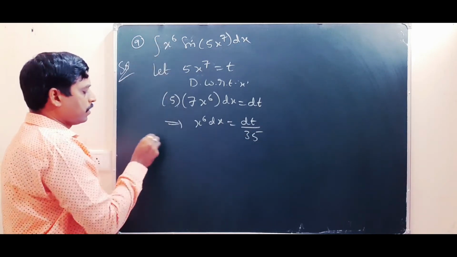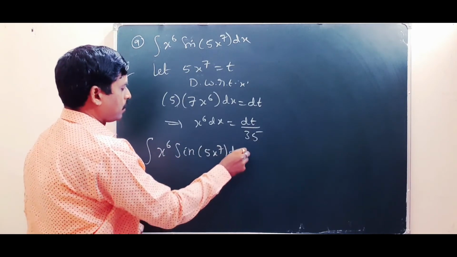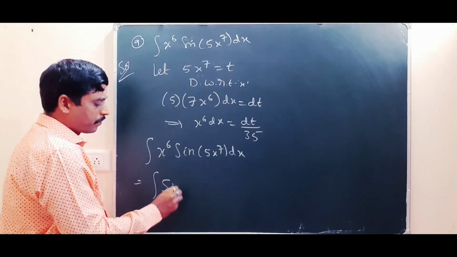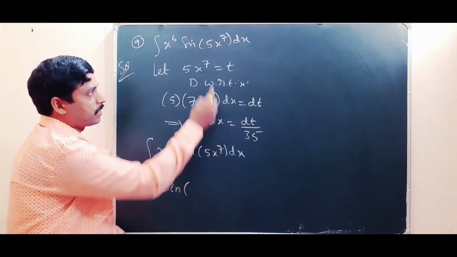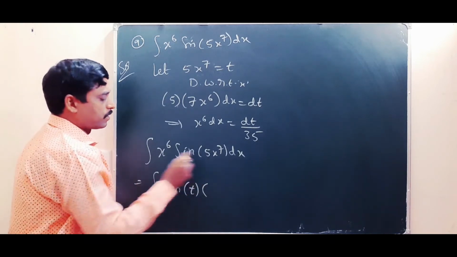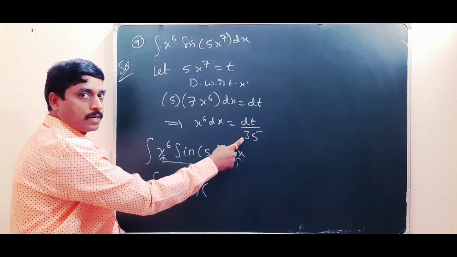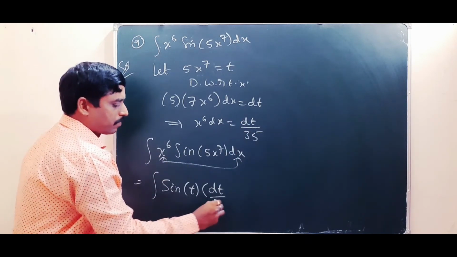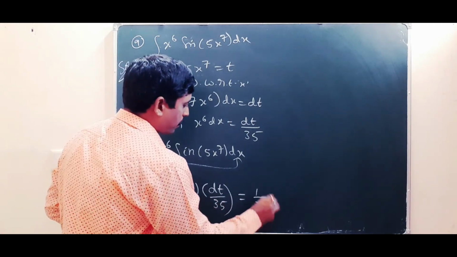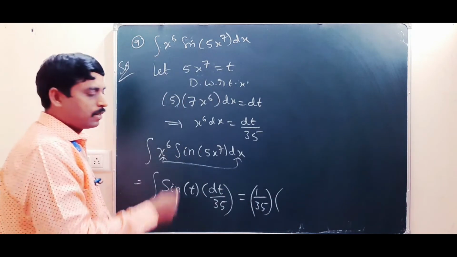Now this integral is x to the power 6 sine 5x to the power 7. First write the sine function, and in place of 5x to the power 7 let us write t, with x to the power 6 dx. This x to the power 6 dx we have as dt by 35. So 1 by 35 is a constant, and integral sin t gives minus cos t.